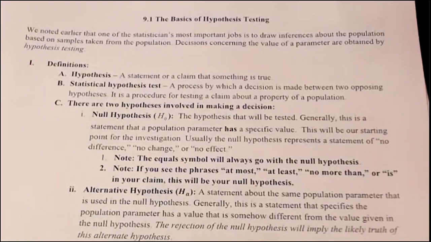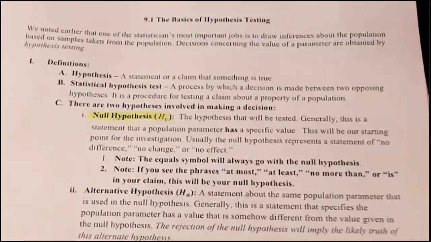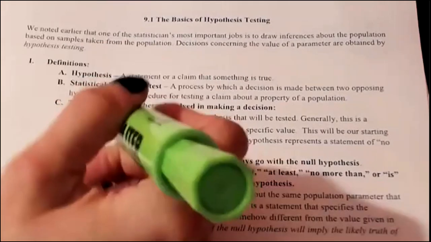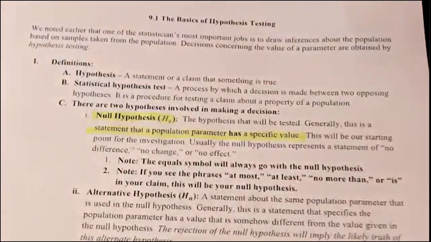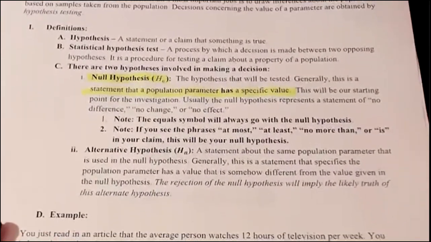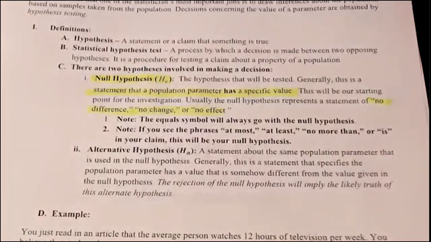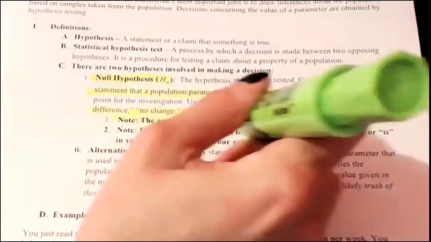C, there are two hypotheses involved in making a decision. One, null hypothesis, which is H sub 0, the hypothesis that will be tested. Generally, this is a statement that a population parameter has a specific value. This will be our starting point for the investigation. Usually, the null hypothesis represents a statement of no difference, no change, or no effect. One note, the equals symbol will always go with the null hypothesis.